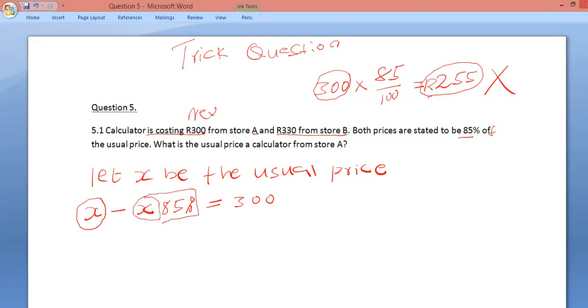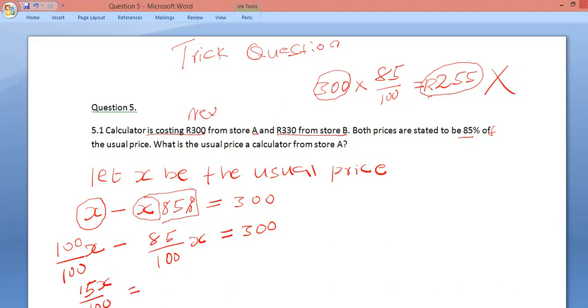So what can we do from here? By the look of things, you can say X minus 85 over 100 X is equal to 300. Okay, and then what can we do here? I want to get rid of this 100, so I can say this is 100 over 100. Therefore I will have 100x minus 85x. That just gives me 15x all over 100 is equal to 300.